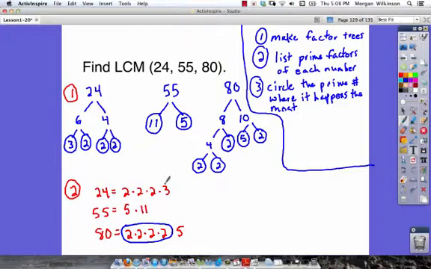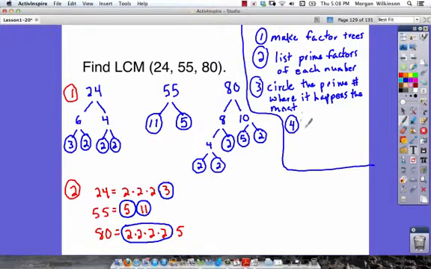3. 3 happens the most here with 24, once. 5. 5 happens once with 55 and once with 80. So we can circle either one of them. It doesn't make a difference, but we only circle one of them. And then 11 only happens once, so we circle it once. All right, we've circled the prime number where it happens the most.